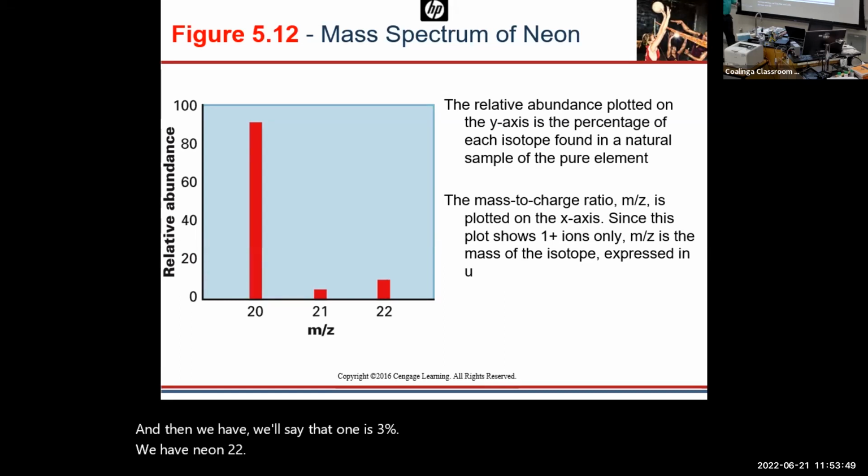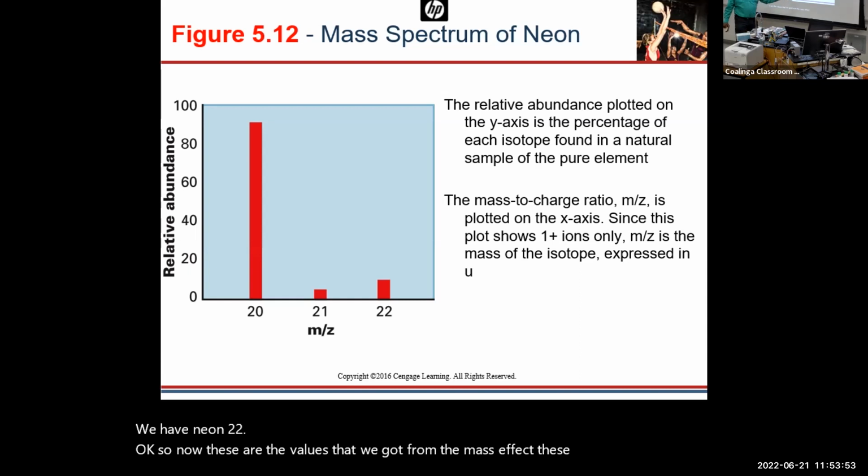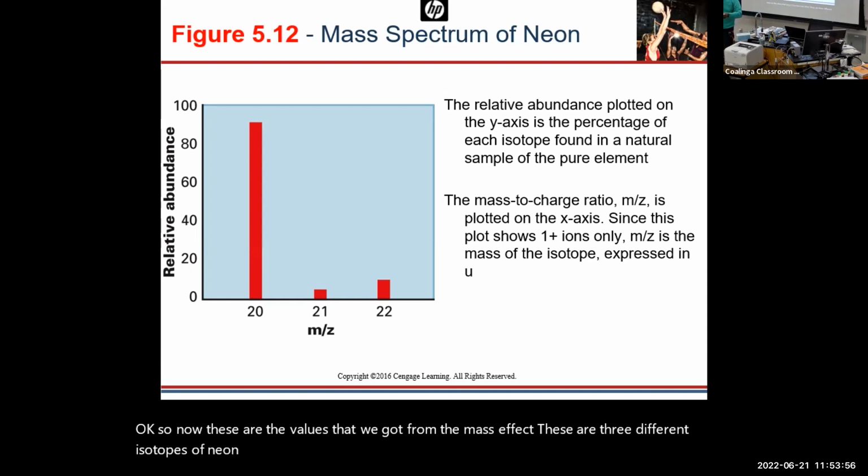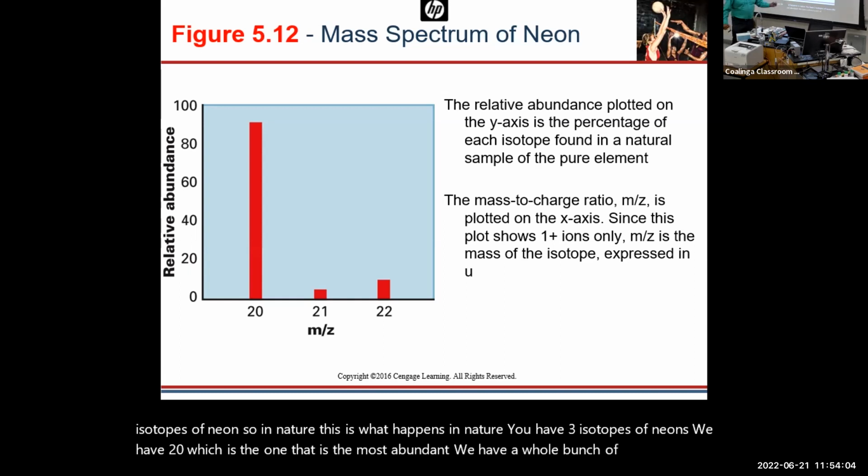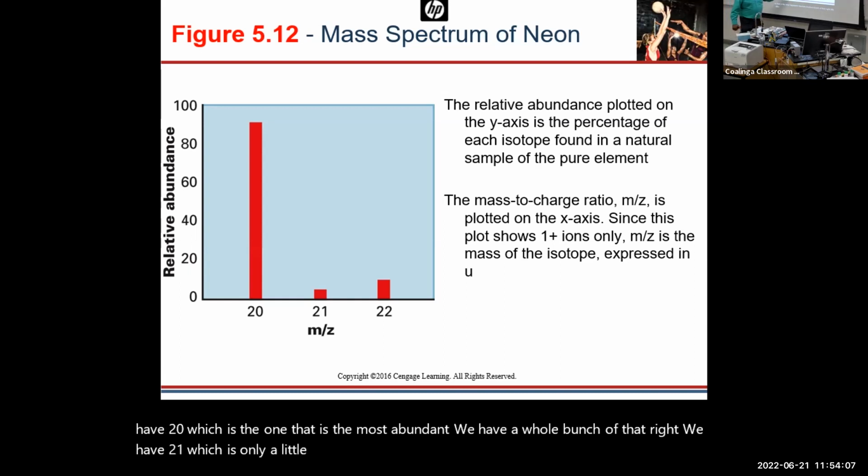Okay, so now these are the values that we got from the mass spec. These are 3 different isotopes of neon. So in nature, this is what happens in nature. We have 3 isotopes of neon. We have 20, which is the one that is the most abundant. We have a whole bunch of them, right? We have 21, which is only a little bit. We have 22, which is even smaller, okay?